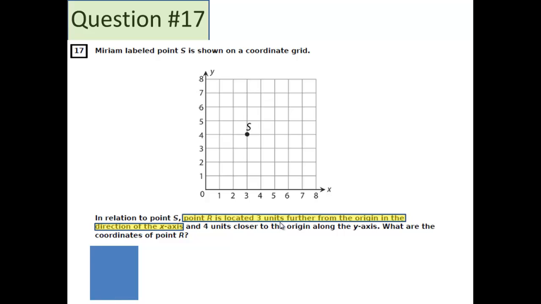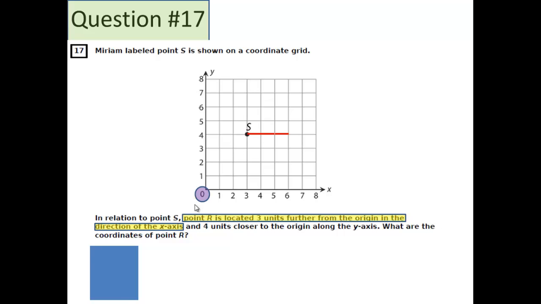So can you point on this coordinate grid where the origin is located? Did you point there? You'd be right. That's where the origin is. Okay, it's the point 0, 0. 3 units further from the origin in the direction of the x-axis. Okay, so here's the x-axis. The x-axis goes from left to right, and you are moving 3 units in the direction of the x-axis away from the origin. So you are going like this: 1, 2, 3 points away, because you're going left to right, but you're going right because you're moving away from the origin.